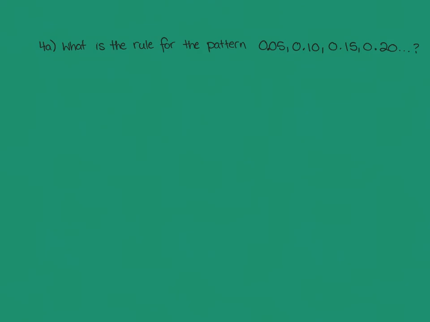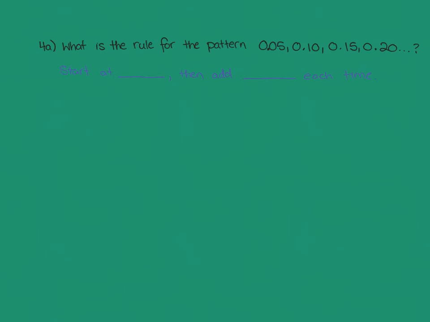Question 4 has several parts, and we're going to start by looking at part A. It says, what is the rule for the pattern 0.05, 0.10, 0.15, 0.20? The format for a rule is start at something, and then are we adding or subtracting? And in this one, we're adding something each time.